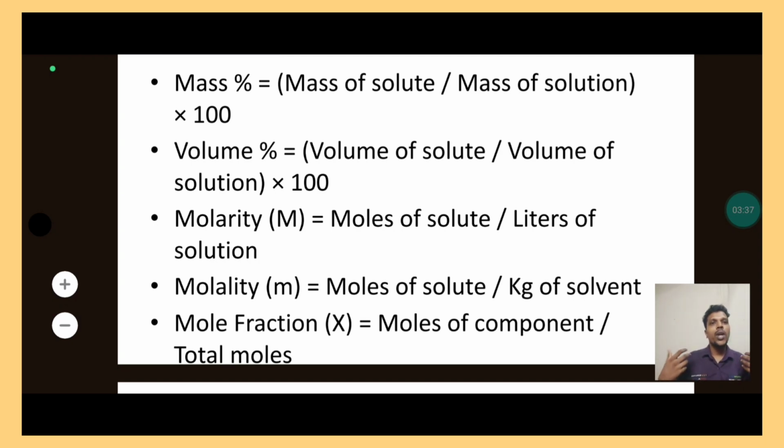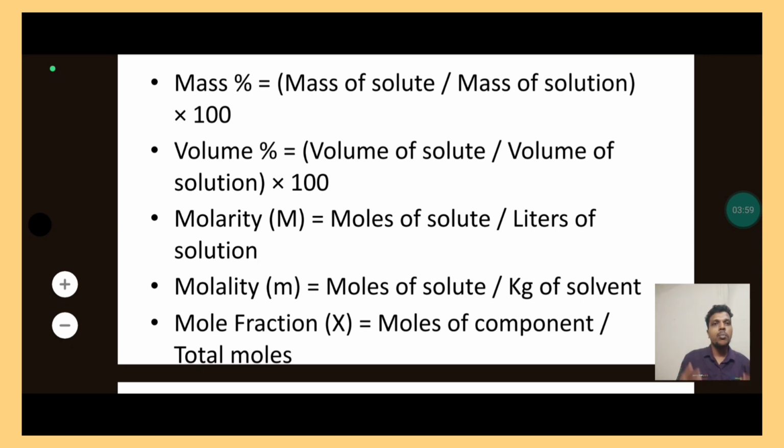The next one is molality. Molality is the number of moles of solute dissolved per kilogram of solvent. You find the number of moles of solute and write it in the numerator, and we divide it by the mass of solvent in kilograms. Then we will get what is called molality. We can do detailed questions about this in coming chapters.